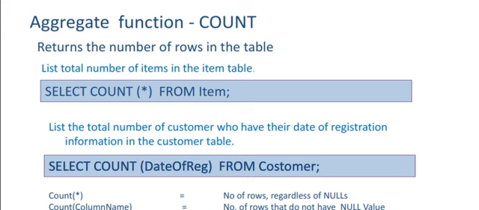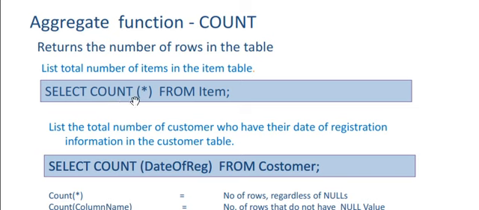See here, count of column name. It retrieves the number of rows that do not have a null value. Here, some customers may not be registered and some may be registered. Out of 20 records, only 10 members may be registered and 10 may not be registered, and your output will be only 10.